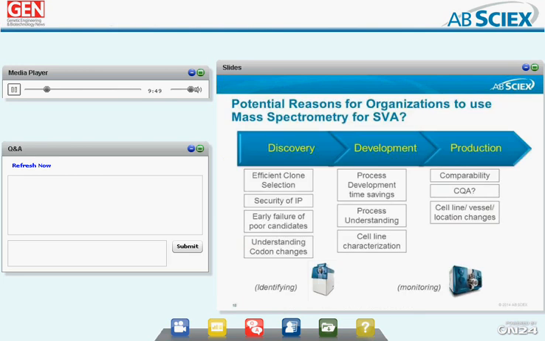So to take that on into industry and where it might be useful to perhaps do it all the way through, I can envisage that at the early part of the organization, in discovery, you might be doing sequence variant analysis for a number of reasons, such as efficient clone selection, which is what Jason's doing, the security of your IP, failing candidates very early if they're going to be poor, and understanding codon changes.